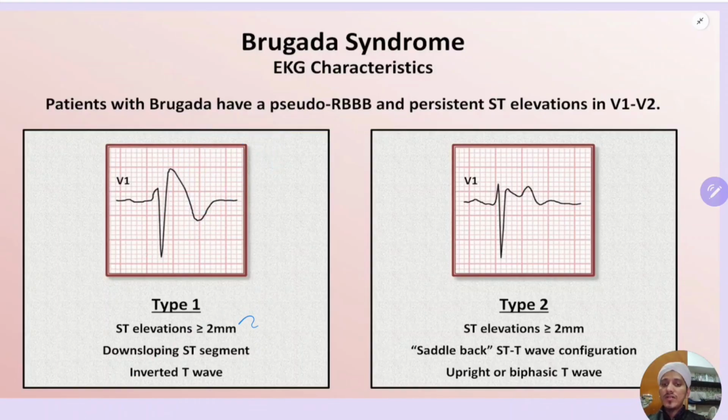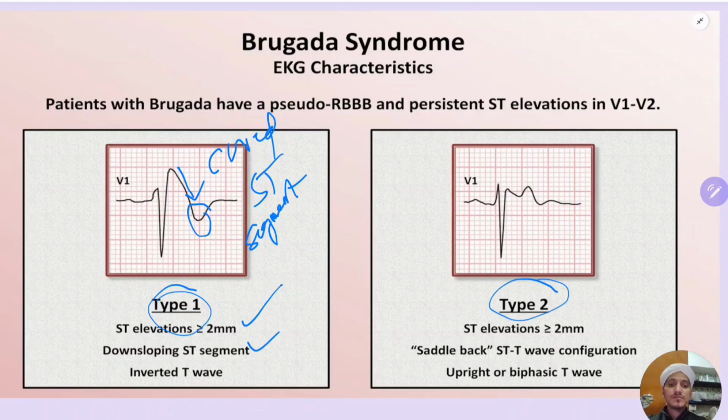Okay. So the ST segment elevation is at least more than 2 mm, and there is downsloping of the ST segment. You can see there is downsloping of the ST segment and an inverted T wave. You say this is a coved ST segment. Okay, this is type 1 Brugada.